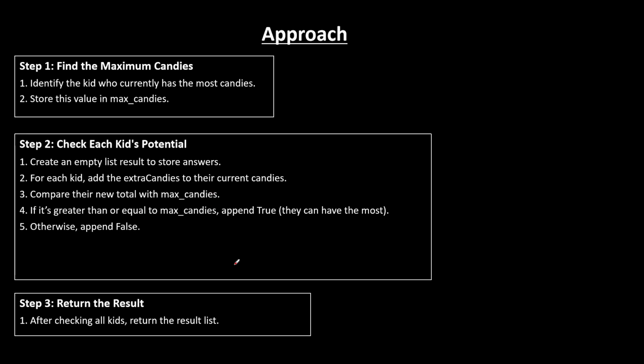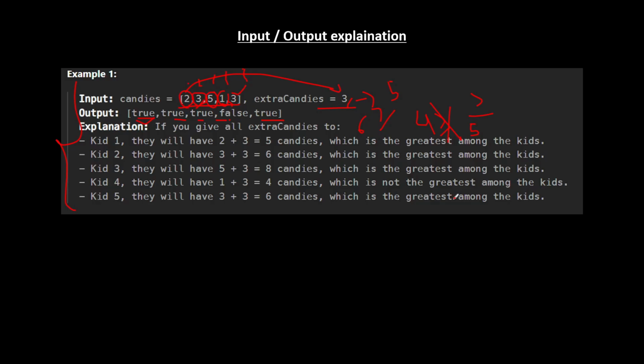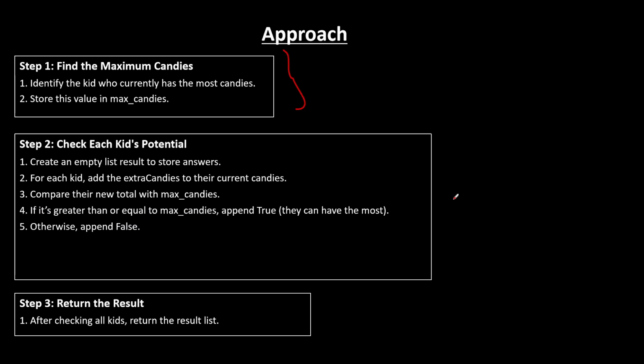Let's go to the approach. What would be our first step of the problem? As I mentioned earlier many times, you have to compare each kid with the kid which has the maximum number of candies, right? So what comes to our mind is that we traverse the complete array and we find the kid which has the maximum candies, and we will store that in this variable, max candies.